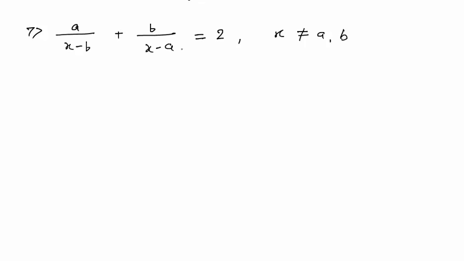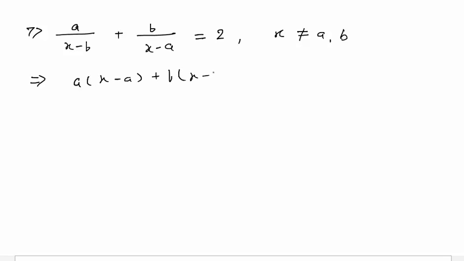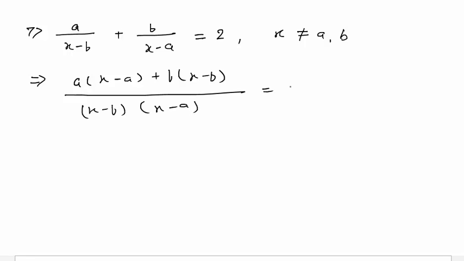Now let us solve this seventh problem. It is a upon x minus b plus b upon x minus a equal to 2. First, we convert this in standard form. So what we do, we cross multiply. So a times x minus a plus b times x minus b, whole divided by x minus b into x minus a, will give me answer as 2.